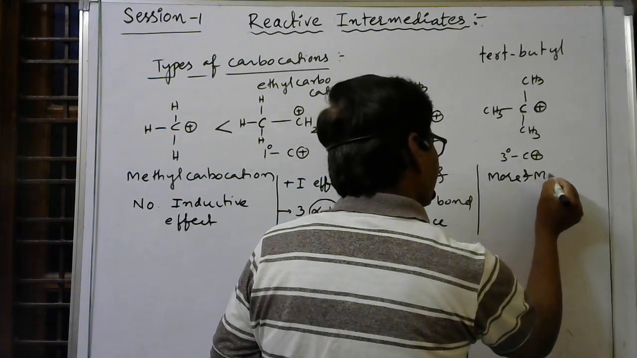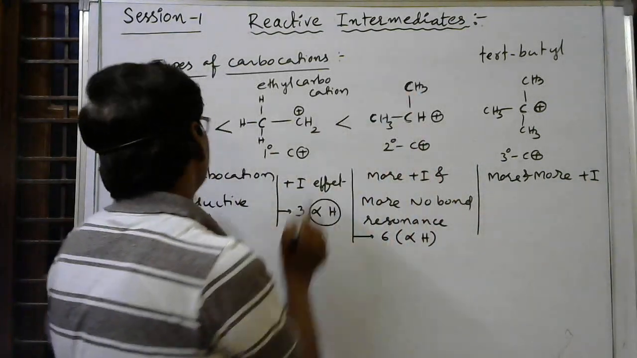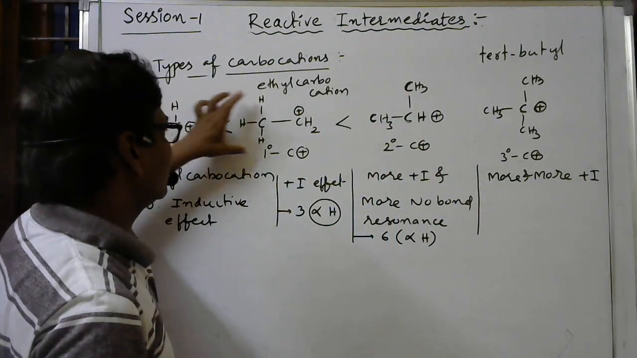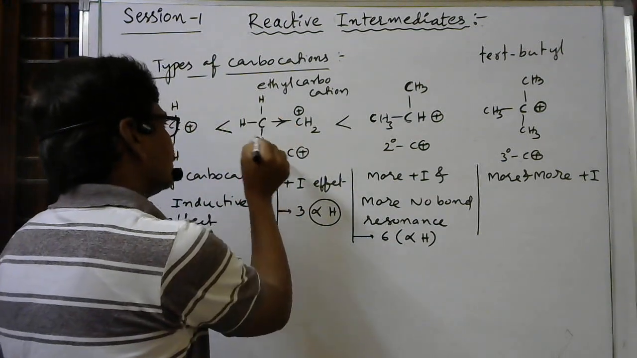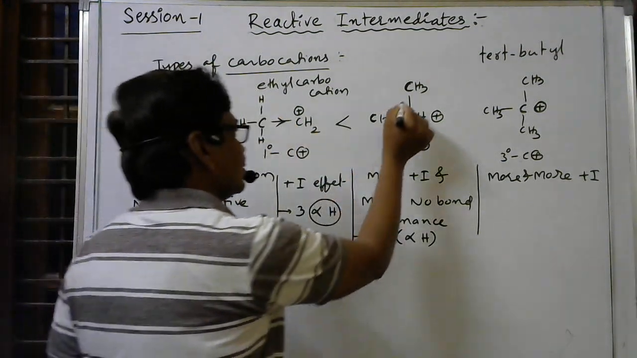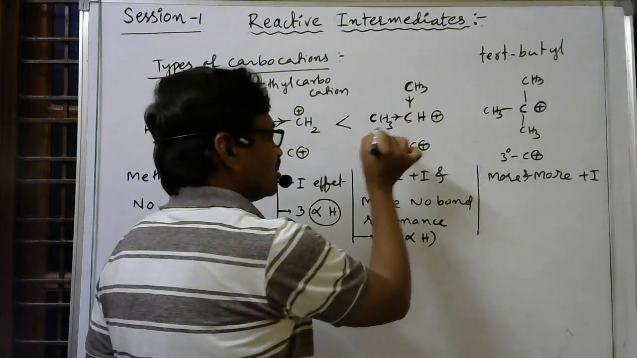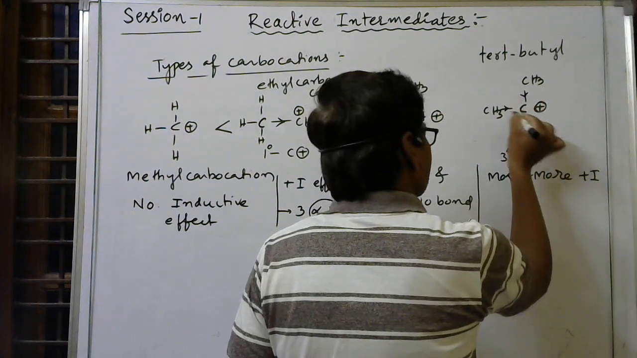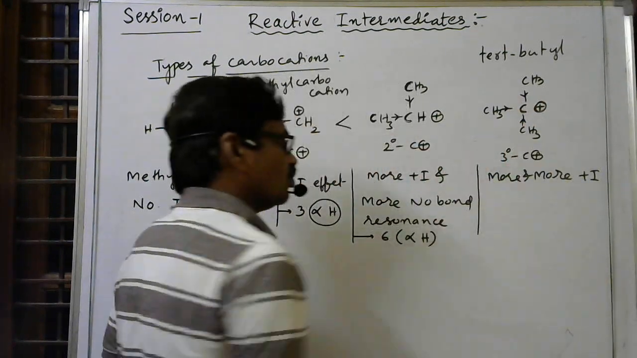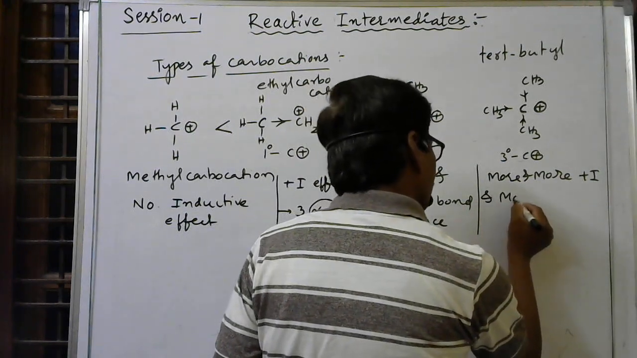In the tertiary butyl carbocation, here more and more plus I effect. Why more and more? Because only one methyl group can donate its sigma electrons towards the positive carbon in the ethyl case. The arrow mark which I am writing on the sigma bond is the inductive effect.